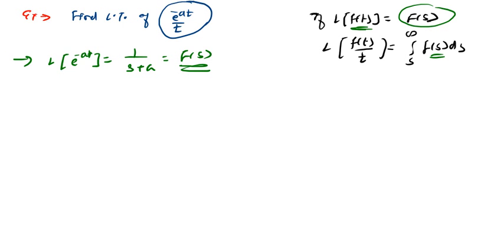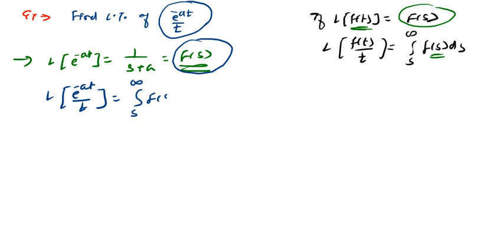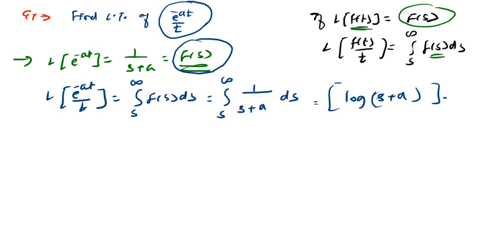So when you divide e raised to minus at by t, this will be L of e raised to minus at by t. What will change in F of s? You need to take its integration with respect to s under the limit s to infinity. F of s is 1 by s plus a into ds, and the integration of this will be log of s plus a, under the limit s to infinity.